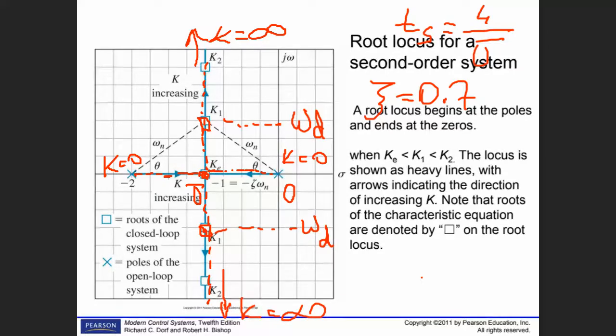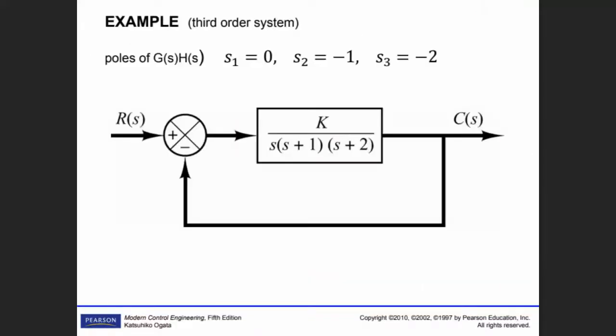The final example I'm going to show you before completing my course is that one. We have 3 poles here. So if you write GH.